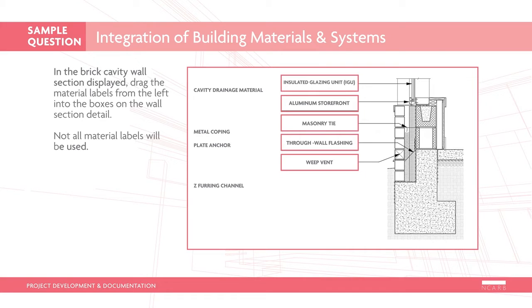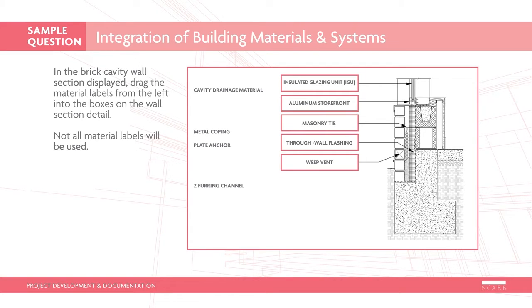As part of this wall system, masonry ties are required to anchor the brick veneer to the backup wall. Through-wall flashing is required to divert moisture that has entered the wall cavity to the outside through weep vents or holes. The CMU backup wall supports a storefront system infilled with insulating glazing units, IGUs. The cavity drainage material is located in the airspace above the through-wall flashing to ensure cavity wall moisture performance, but is not labeled in this section.